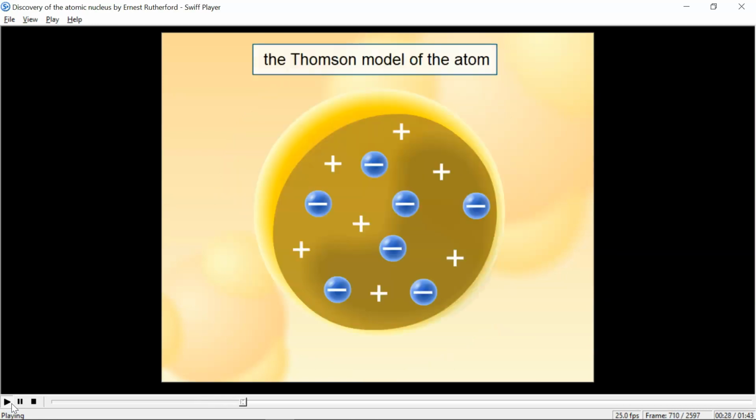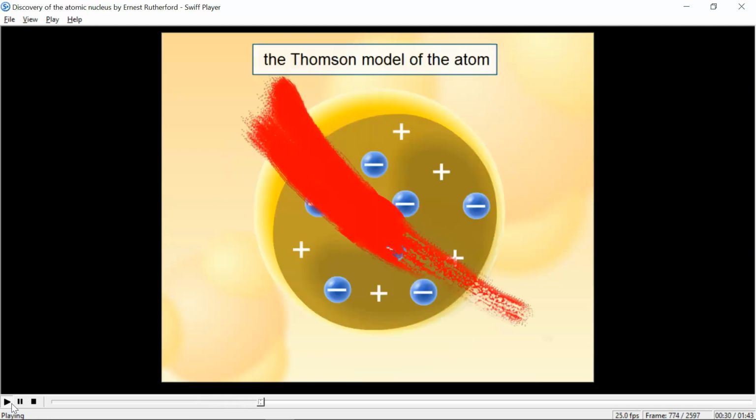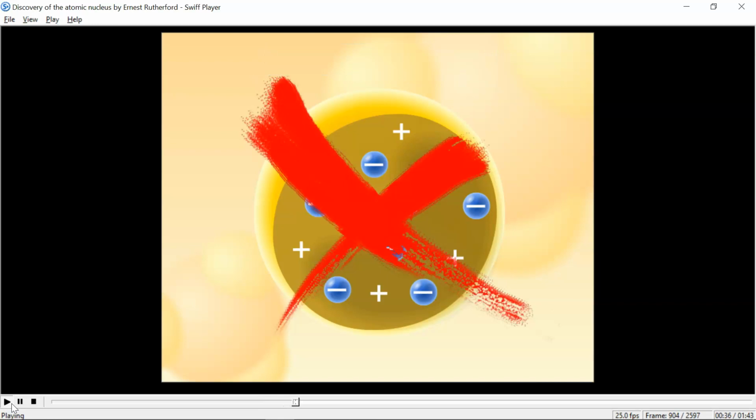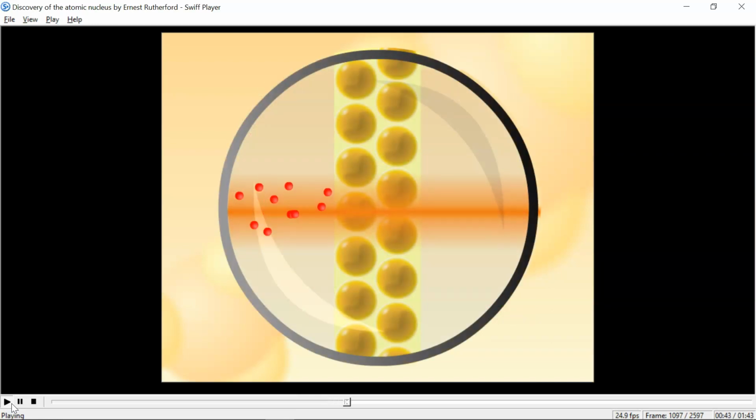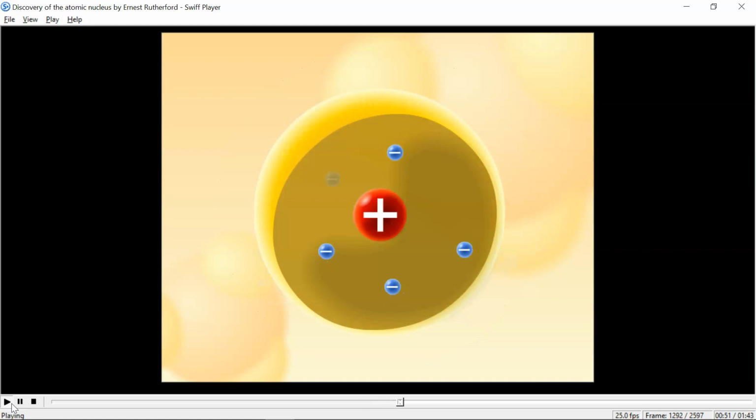To account for the results of the experiment, Rutherford had to reject the Thomson model of the atom, because if atoms in fact consisted of spheres with a uniformly distributed positive charge, all alpha particles would pass through the foil easily, with some possible minor deflections. Rutherford believed that the center of the atom is a positively charged nucleus, in which nearly the entire mass of the atom is concentrated. The nucleus is surrounded by a virtually empty space within which the electrons circulate.